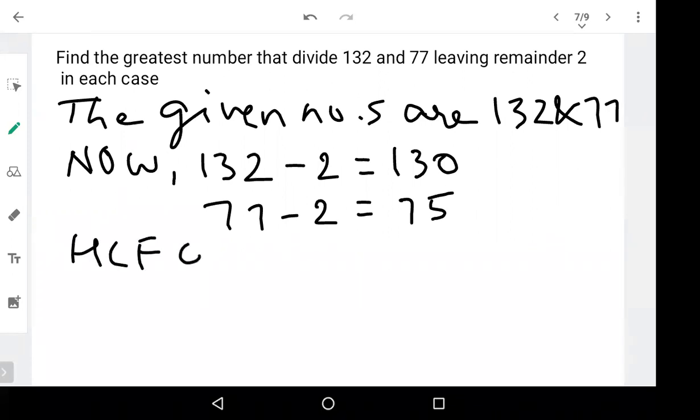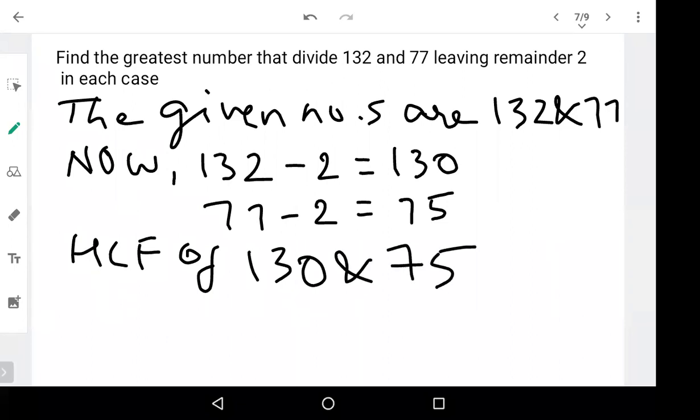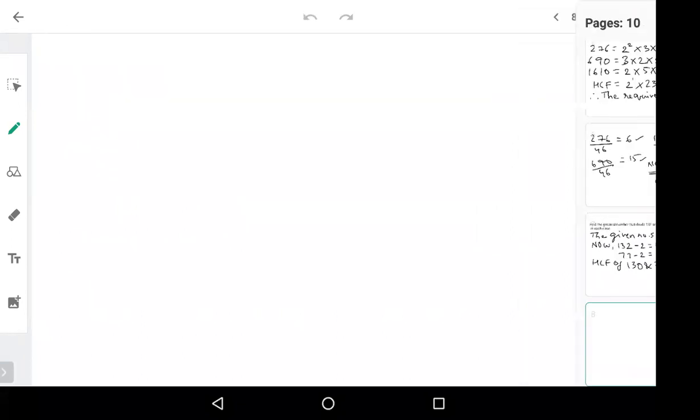HCF of 130 and 75. Okay, this will be my next step. I am supposed to find the HCF of 130 and 75. Now, first let us find the factors of 130. Already found out? Very good. Now 130, from which should I start? I can go with 2. 2 6s are 12.